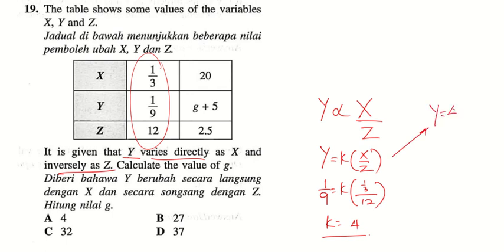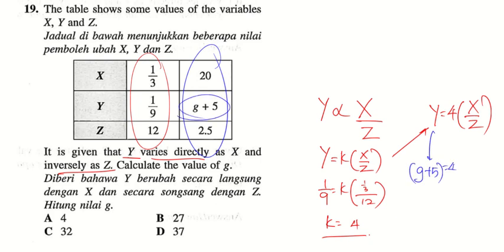Y equals 4x over z. Then I will use this information. This one equals g plus 5 here, and then 4. X is 20, z is 2.5. So g equals 80/2.5 and then minus 5. So 27. No? The answer is B, boy.